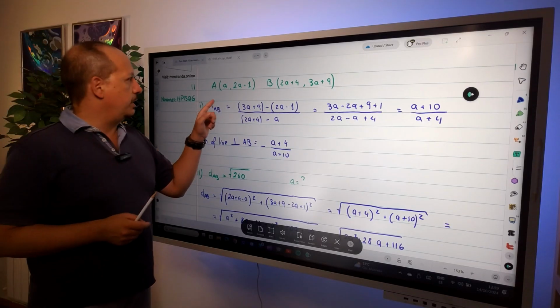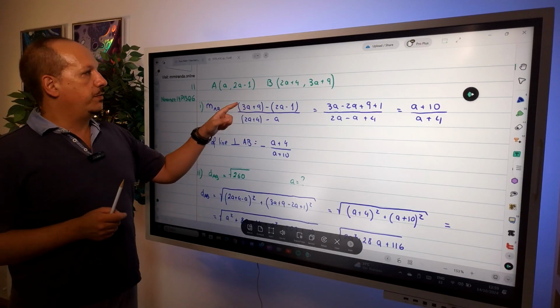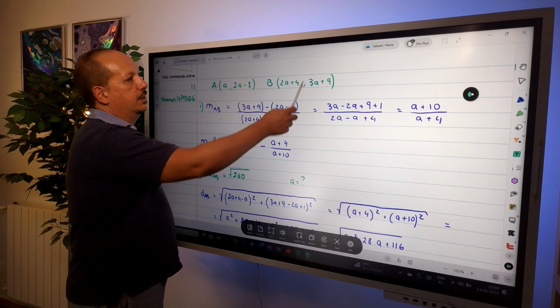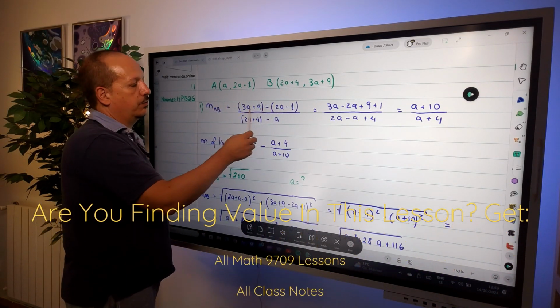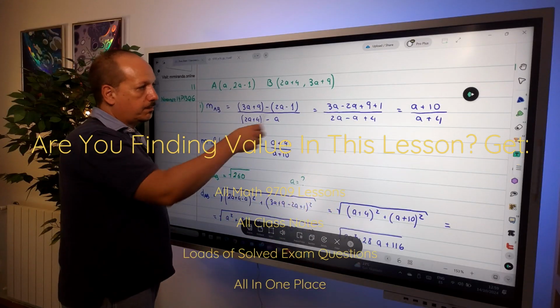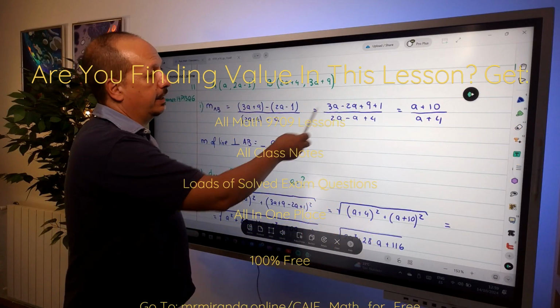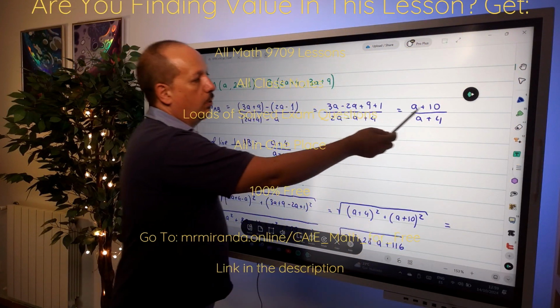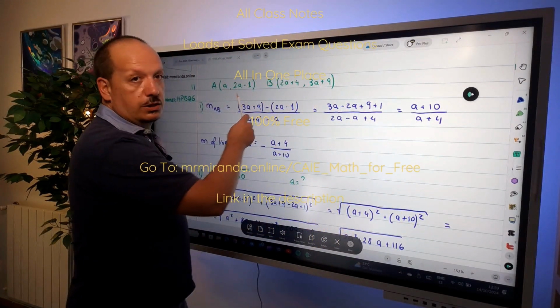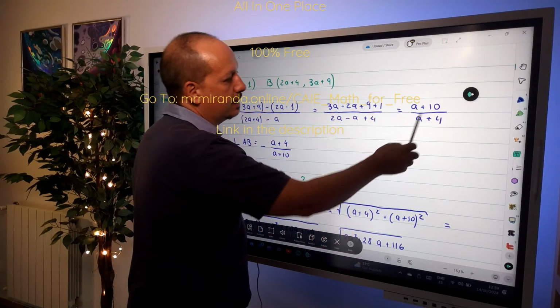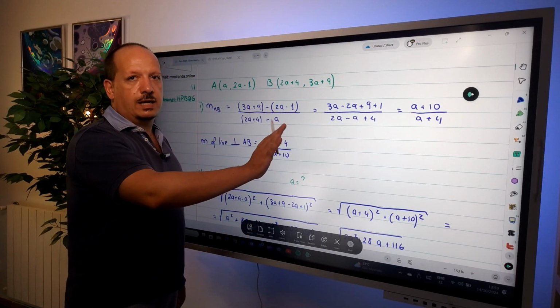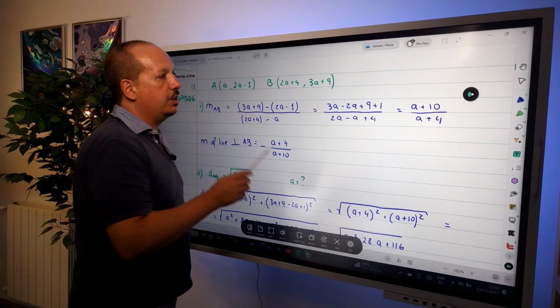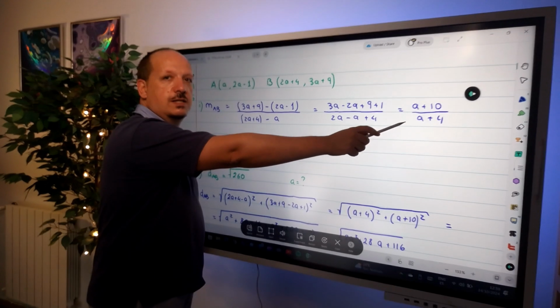So first get the gradient of line AB in terms of a, substitute, and you'll have this minus this divided by this minus this. That's what I got over here. Get rid of the brackets and combine like terms, and eventually what you get is this. The gradient of the line AB is (a plus 10) divided by (a plus 4). This is not what you are being asked. What you are being asked is the gradient of a line perpendicular to this.